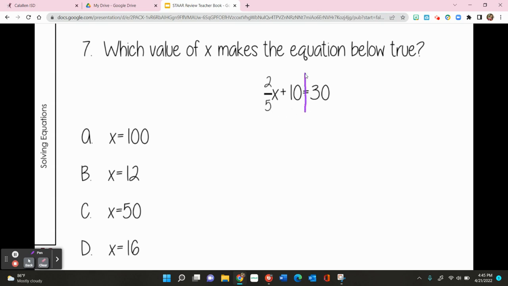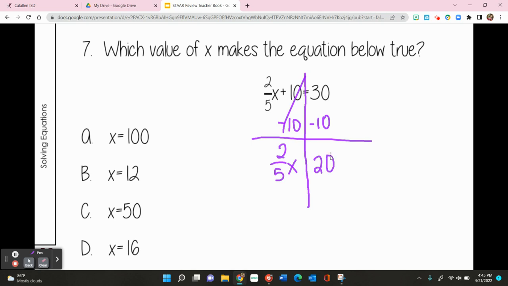So first thing we want to do is actually go ahead and draw a line down the equal sign. Here I see I only have one variable or one term that has an x in it. So in that case, my x's are already on one side, and now I want to see what is being added or subtracted to x. Here I have 10 being added, so now I want to do the opposite and I want to subtract 10 to both sides. When I subtract 10 to both sides, I'm left with 2/5x equals 30 minus 10, which is 20.